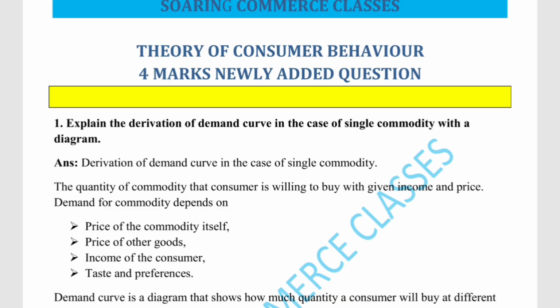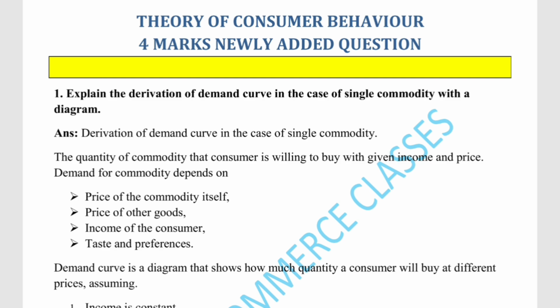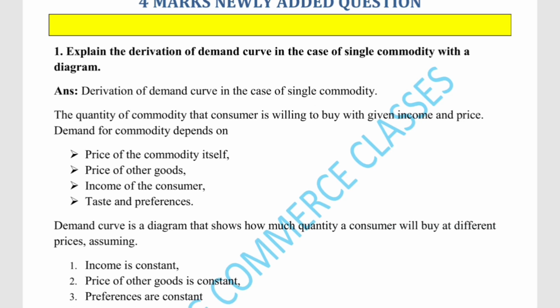Look here. First we need to write the meaning of demand. The quantity of a commodity that a consumer is willing to buy with given income and prices is called demand. So the consumer purchases the commodity with given prices and given income, that is called demand.